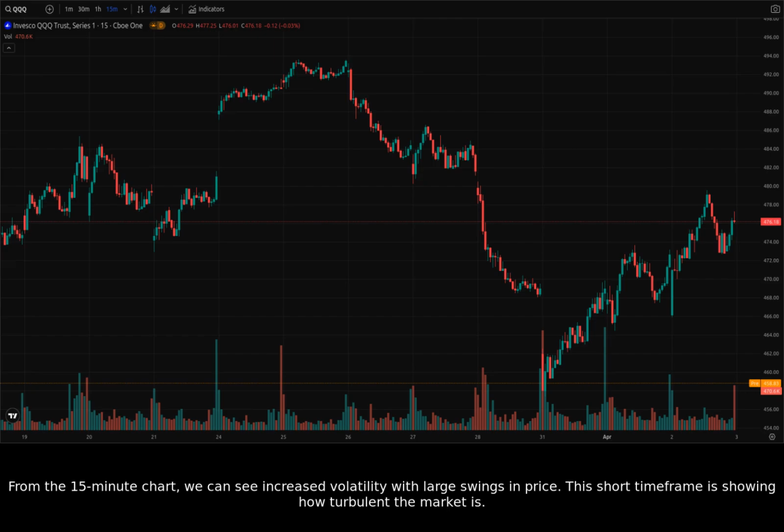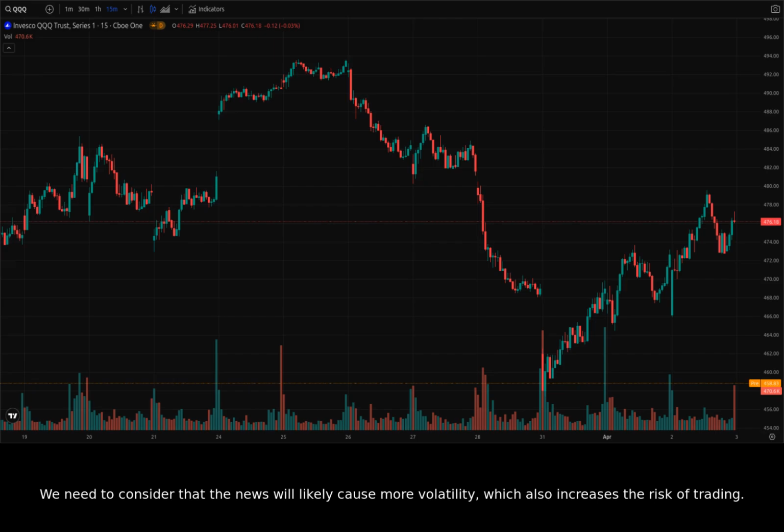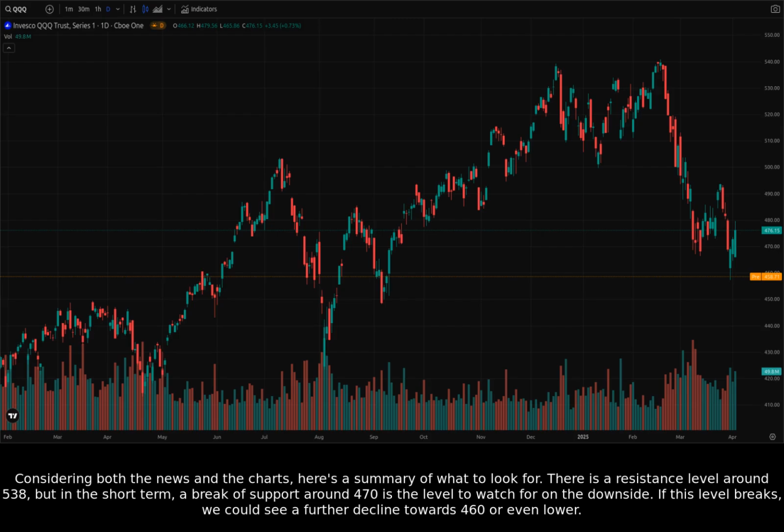From the 15-minute chart, we can see increased volatility with large swings in price. This short time frame is showing how turbulent the market is. We need to consider that the news will likely cause more volatility, which also increases the risk of trading. Considering both the news and the charts, here's a summary of what to look for.